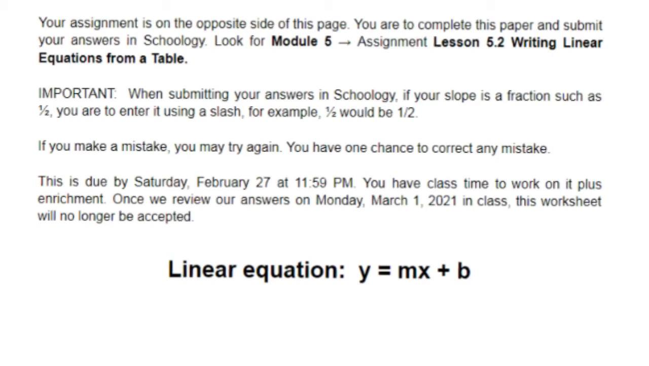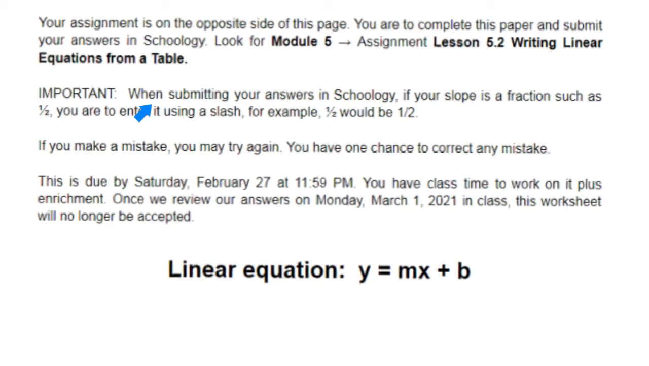Okay, so next up here are your instructions. So your assignment is on the opposite side of this page. So obviously this is a screen, so you can't really see the opposite side, but I'll show them to you here in a second. You are to complete this paper and submit your answers in Schoology. Look for Module 5. It's an assignment. Lesson 5.2, Writing Linear Equations from a Table. So you're going to open this Lesson 5.2, Writing Linear Equations from a Table. You're going to put your answers in there. Now, there's no questions. There's just places to place your answers.